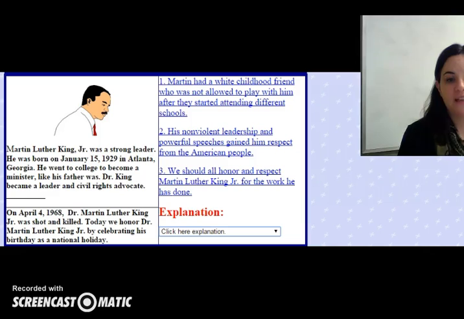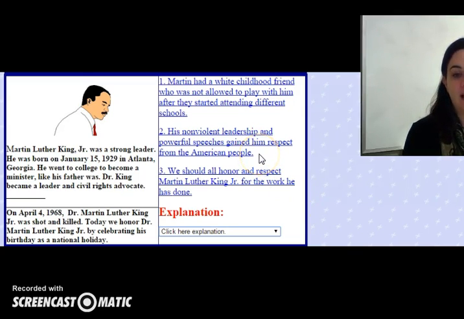Well, if I'm looking at the way my ideas are going, trying to follow the writer's train of thought, I have when he was born, he went to college, and then he died. So I'm kind of given the time span of his life. So which sentence here fits in with that time span? Number 1: Martin had a white childhood friend who was not allowed to play with him after they started attending different schools. Well, this sentence is more about racism than it is about Dr. Martin Luther King's life and what happened between college and his death, so that's probably not a good choice.